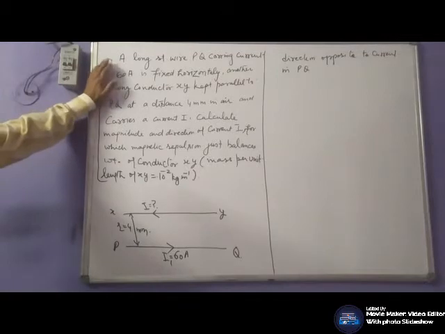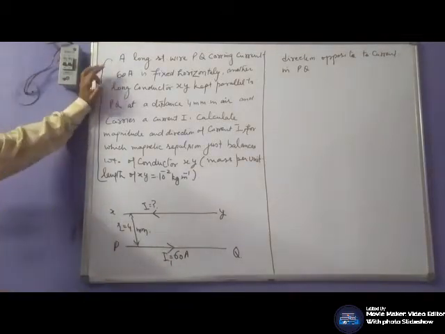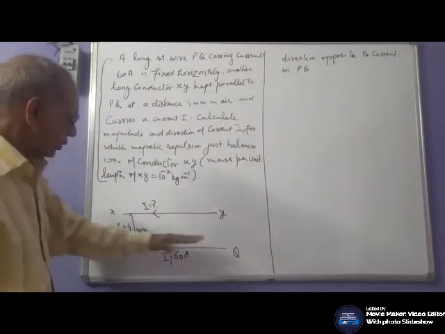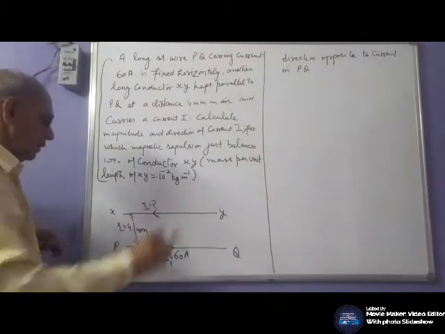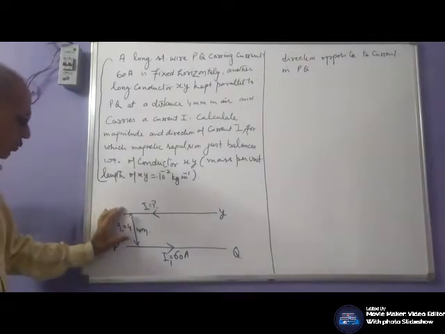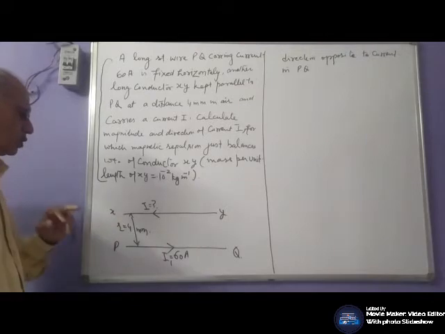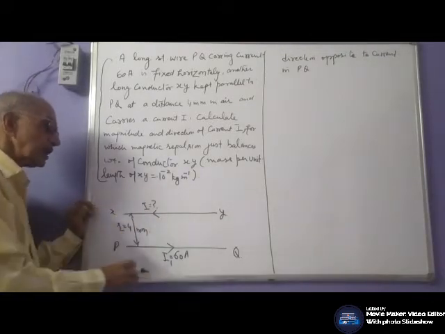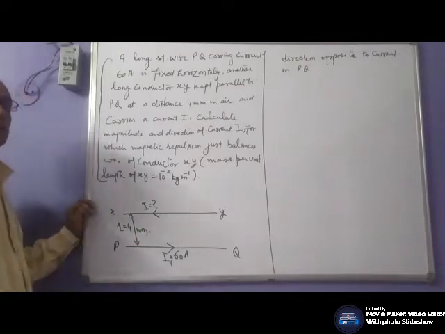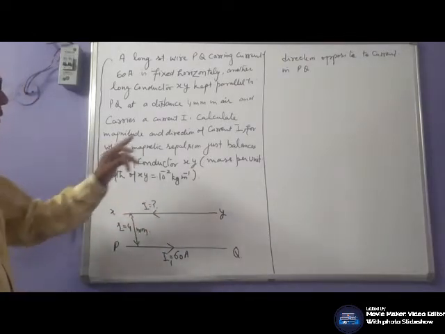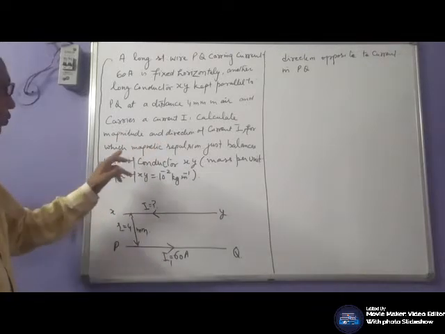Again listen. A long straight wire PQ carrying a current 60 ampere. Another wire XY placed. This is fixed. This is another wire in air at a distance 4 mm. We have to find direction and magnitude of current. For direction, if same direction, attraction, so this wire will fall. So the direction of current is opposite. Calculate magnitude.